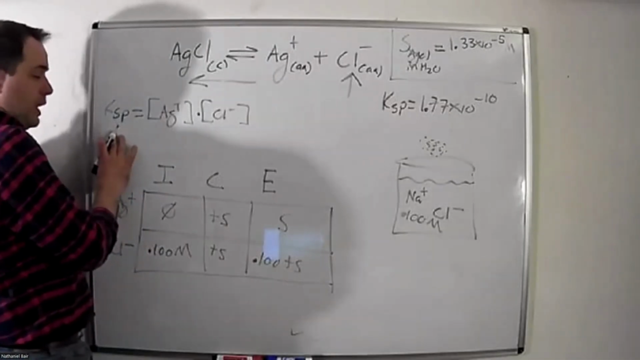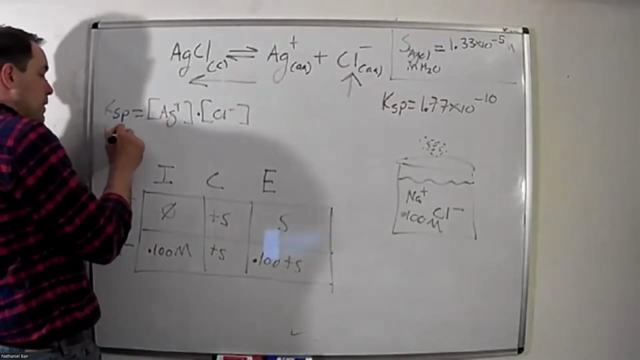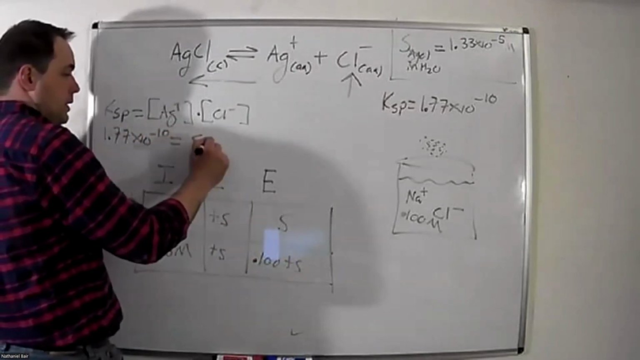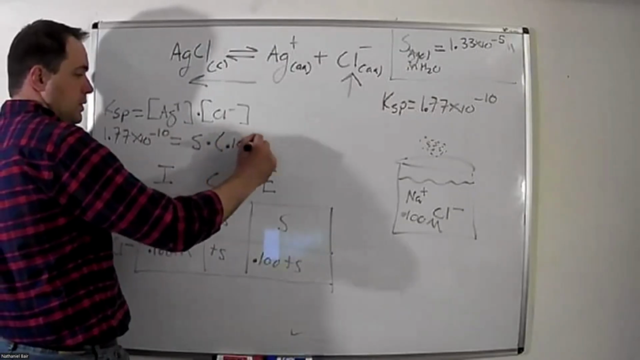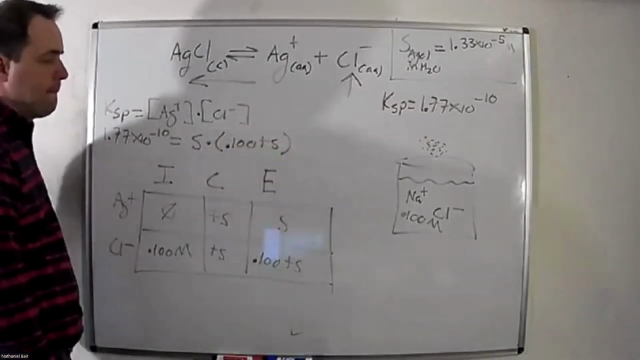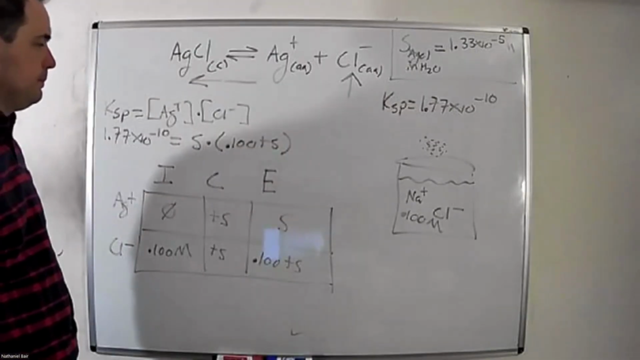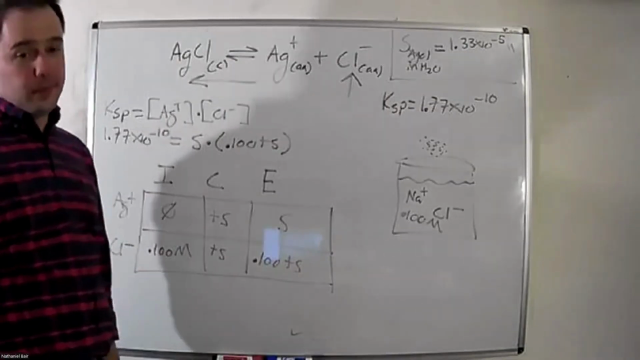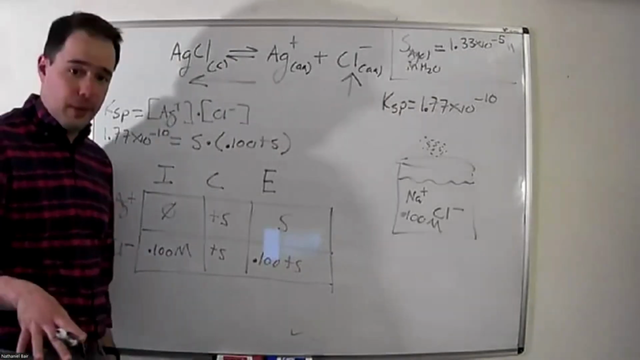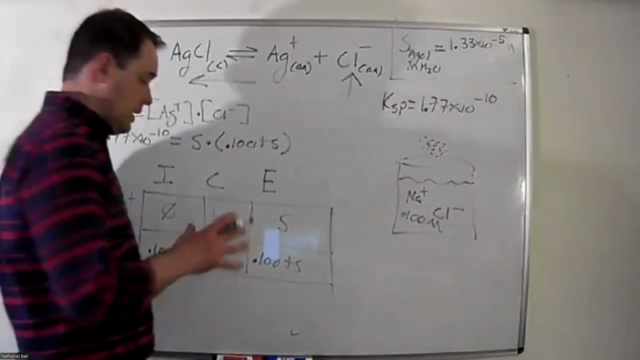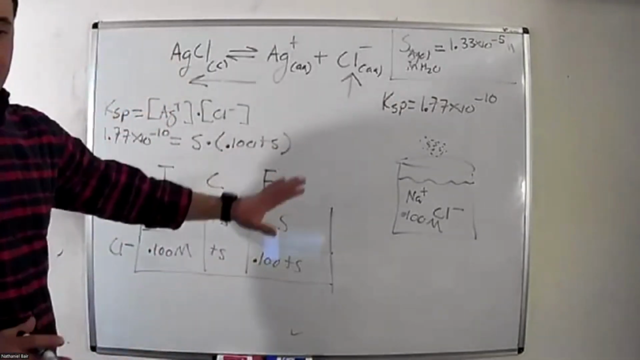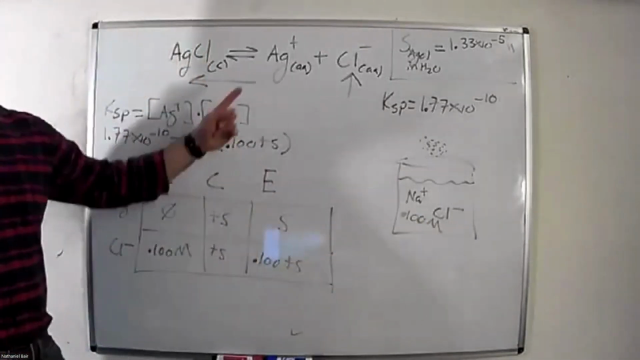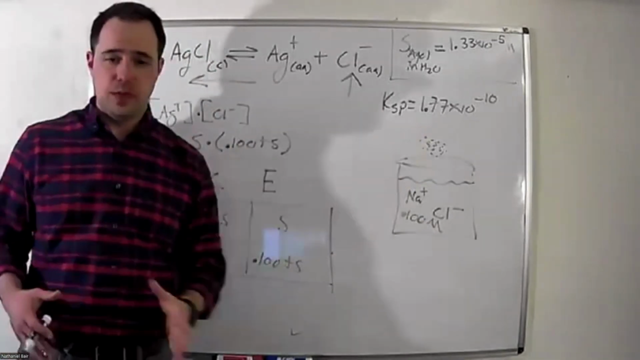So now we plug it and chug it. So Ksp, 1.77 times 10 to the negative 10, equals S times 0.100 plus S. Now, first of all, let's pause there. Anybody have any questions on the ice table? We're getting to this point. Does everybody see how this is now different? Because I have an initial concentration of one of the things my salt is dissociating into.